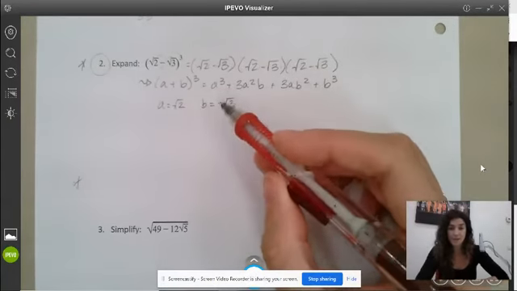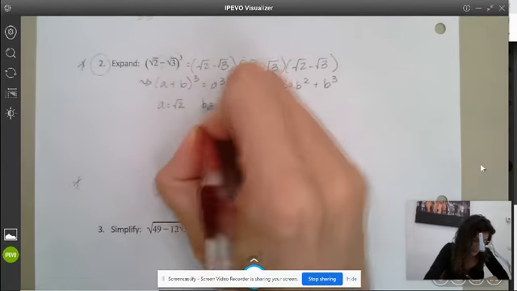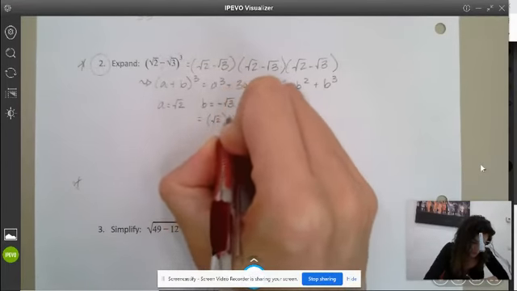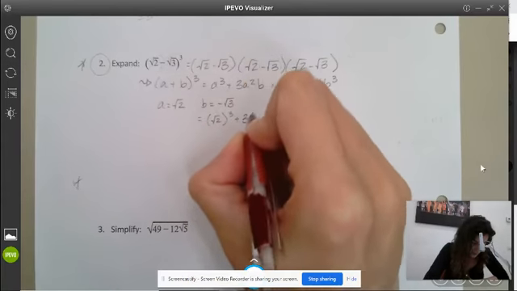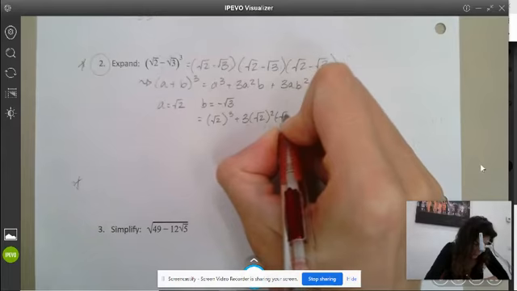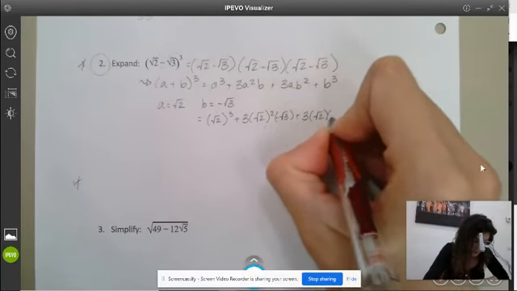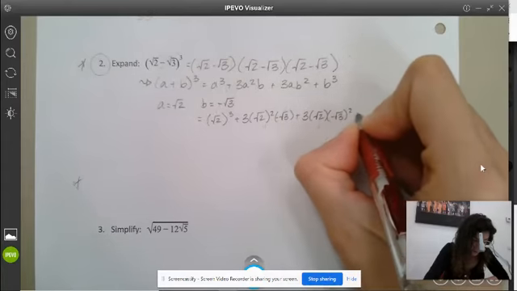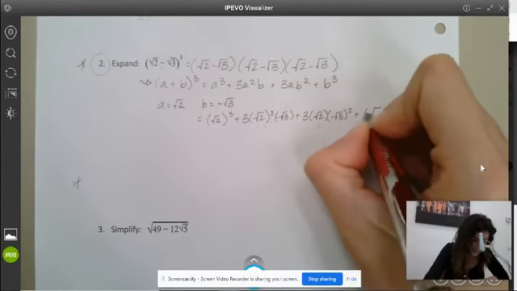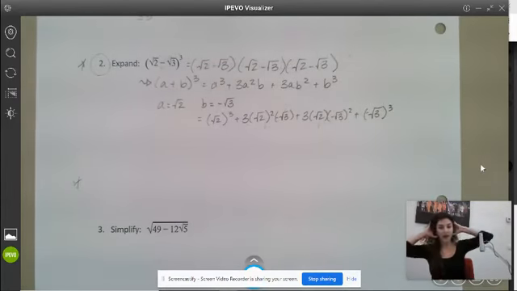Now that I know what my A and B are, I'm just going to plug them into my Pascal's triangle. So I've got A cubed, which is the square root of 2 cubed, plus 3 times the square root of 2 squared times negative square root of 3, plus 3 times square root of 2 times negative square root of 3 squared, plus, and then we've got negative square root of 3 cubed. All right.